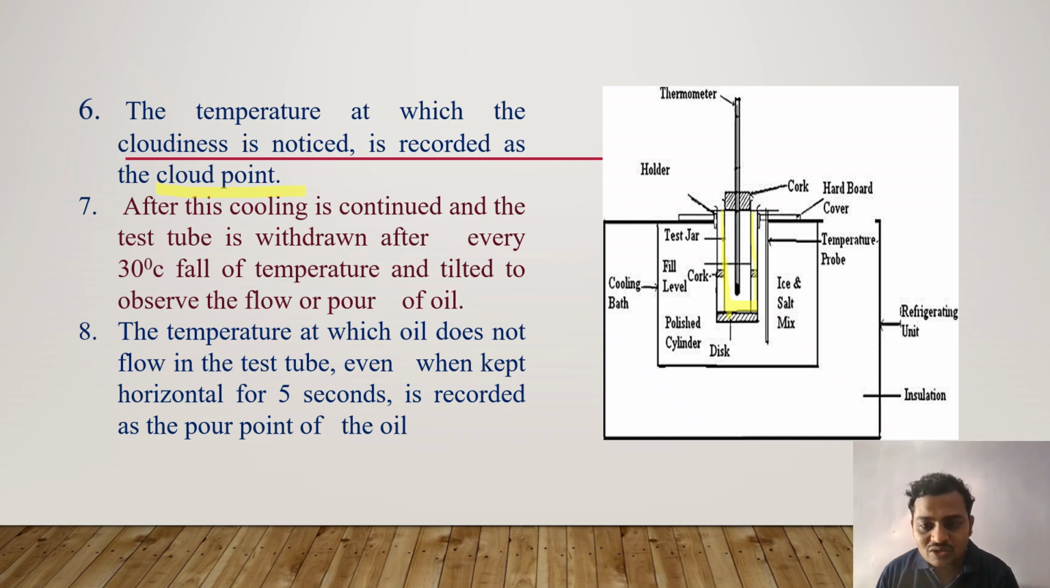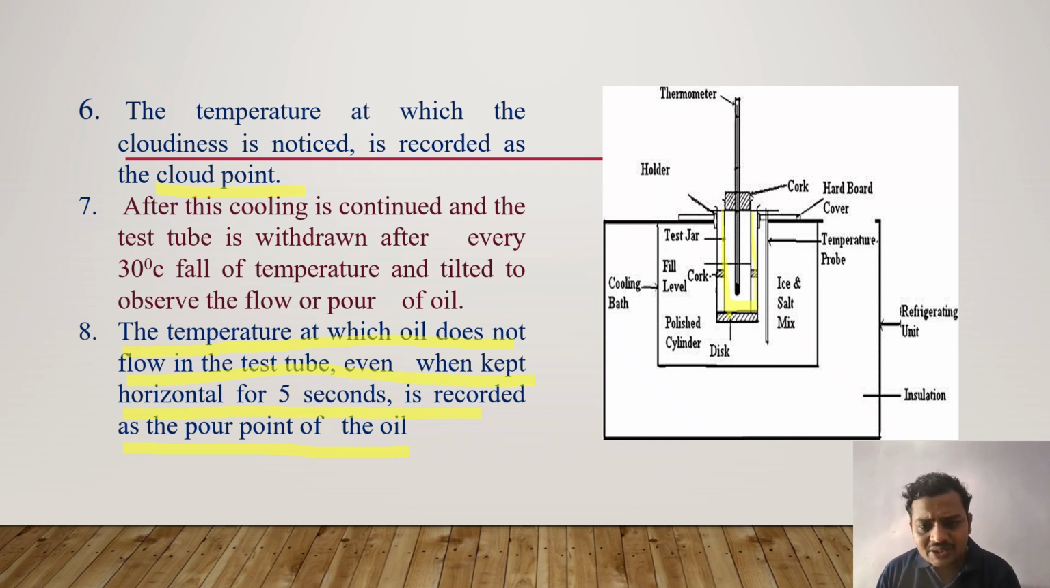That oil does not come out of that test tube for 5 seconds. So the temperature at which the oil does not fall in the test tube, even if it is kept horizontal for 5 seconds, is recorded as the pour point. So in this way, we can find out the cloud point and pour point of that lubricating oil. Initially, we get cloud point and afterwards we get the pour point.